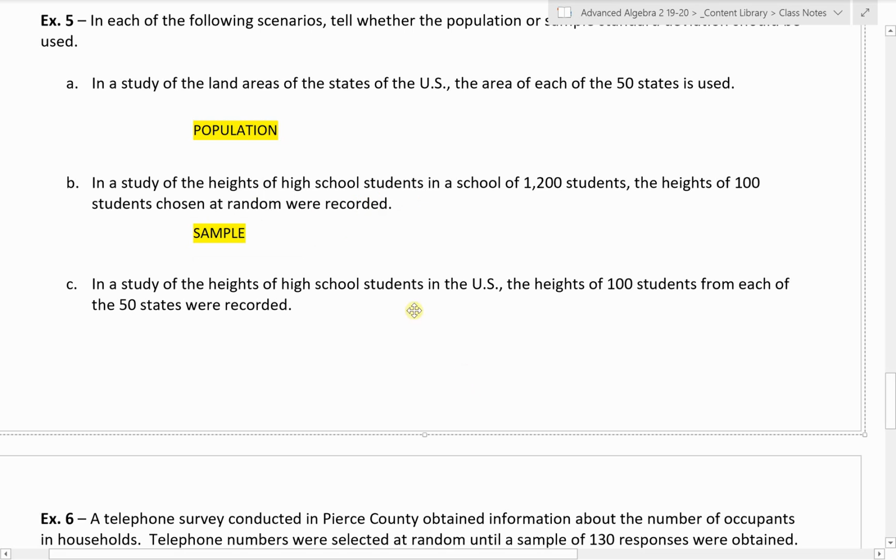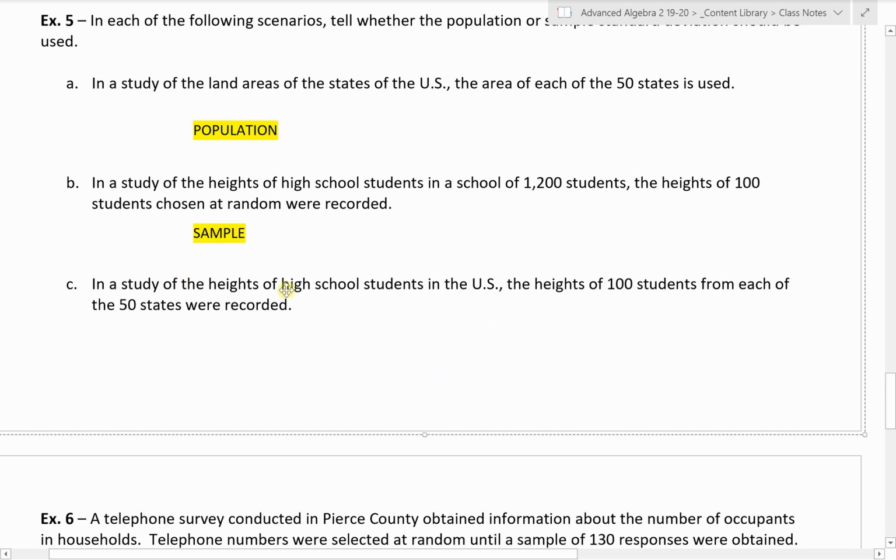Let's look at C. This one might be a little bit trickier. It says in a study of the heights of high school students in the U.S., the heights of 100 students from each of the 50 states were recorded. Okay, so because it mentions that each of the 50 states are represented, it might be tempting to want to call this a population, but let's look at what the question's studying. It's studying the heights of high school students in the U.S., meaning the heights of all of the high school students in the U.S. If they take 100 students from each state, they're going to have 5,000 students.